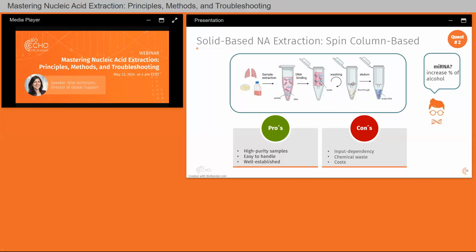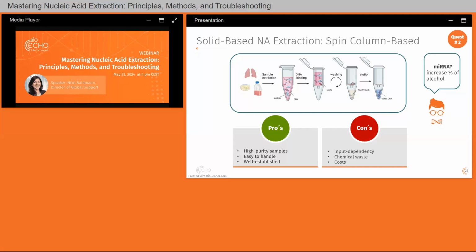But there are some disadvantages. It's input dependent, obviously, because if I bind something, sometimes the binding capacity is reached. So we need to figure out how much we really can bind to this membrane. And then we have a lot of chemical waste because of chaotropes, ethanol, for all the substances you have to do a different lab waste management. And then there are costs because it's not only the lab waste management, but buying a kit sometimes could be expensive. So just keep in mind that it's a very good method, but it also comes with high cost and also with chemical waste.